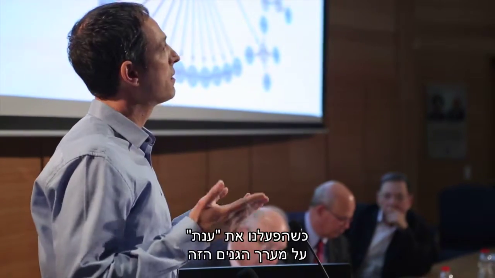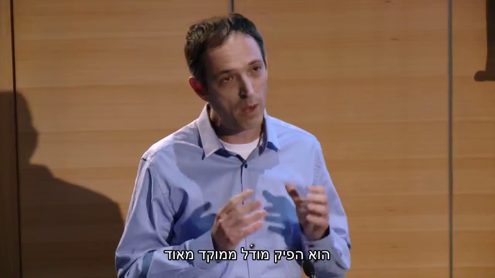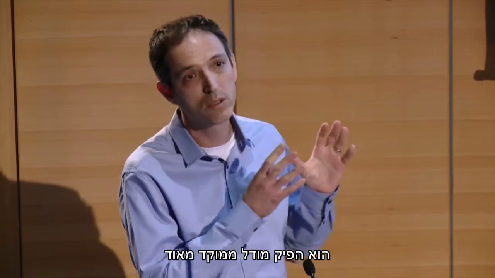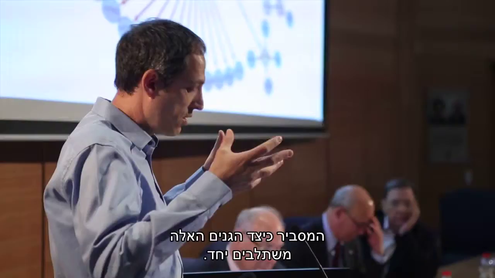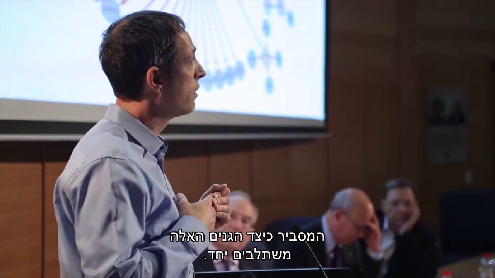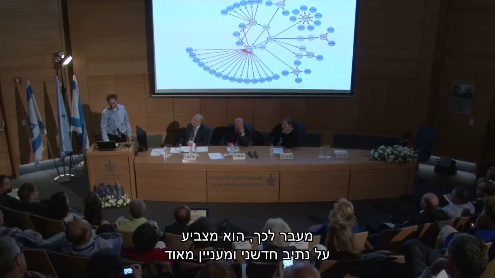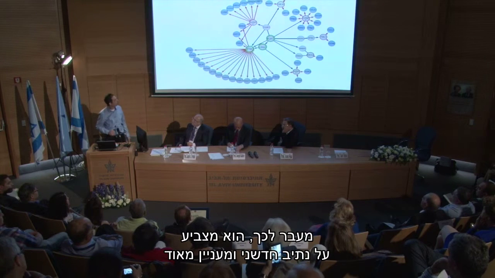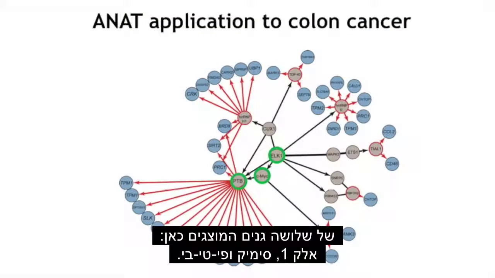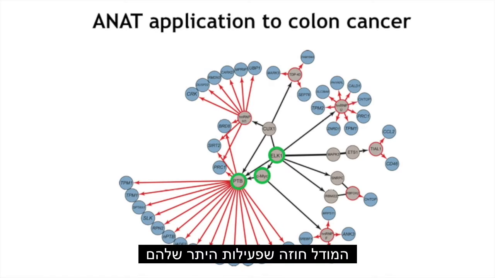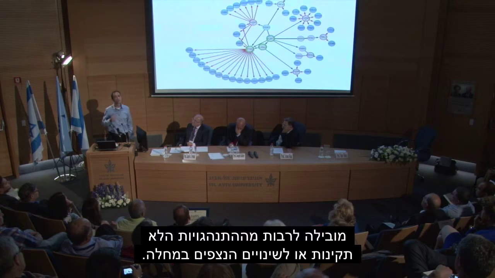When we applied ANAT to this set of genes, it came up with this very focused model that explains how these genes go together. And further, it highlights a very interesting and novel pathway of three genes that are shown here, ELK1, CMYC, and PTB, that the model predicts that their overactivation leads to many of the misbehaviors or observed changes in the disease.